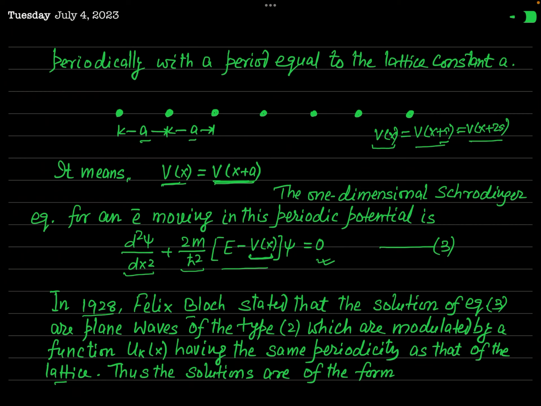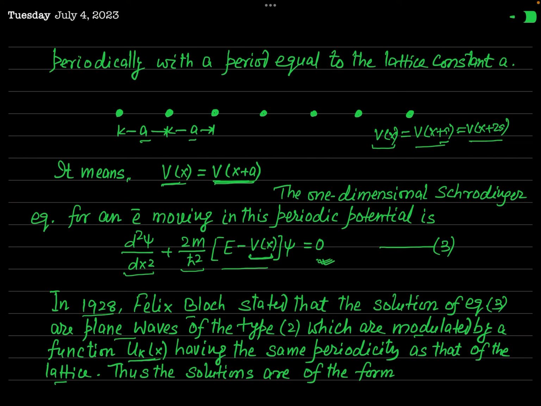In fact, in 1928, Felix Bloch gave the technique of solving this Schrodinger equation. And according to Bloch, the solution of this Schrodinger equation defined in equation 3, where the potential function is periodically varying, is not simply plane waves, but plane waves modulated by a function uk of x, and this function uk of x has the same periodicity as that of the lattice.